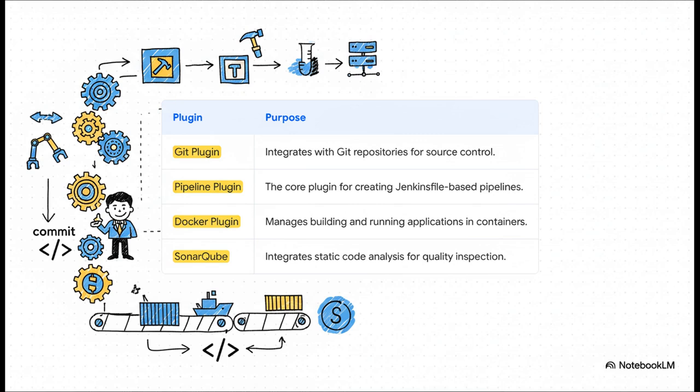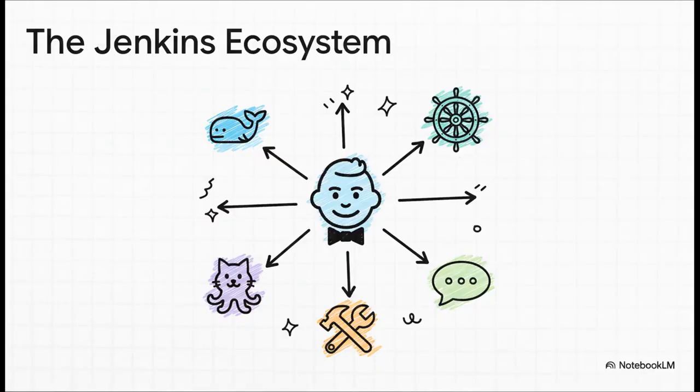And a tool like the SonarQube plugin can automatically scan your code for quality issues every single time someone makes a change. And this web of integrations just expands across the entire ecosystem. We're talking source control systems like GitHub or GitLab, container platforms like Docker and Kubernetes. You can even have it send a notification to your team on Slack when a build is done. Jenkins can truly tie it all together.